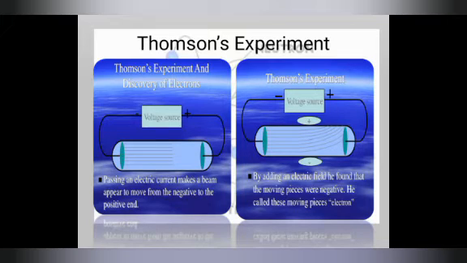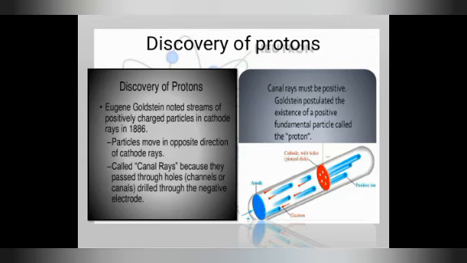The moment he applied the electric field, the movement of rays was toward the positive side, which means they were negatively charged particles, and those negatively charged particles he named electrons.